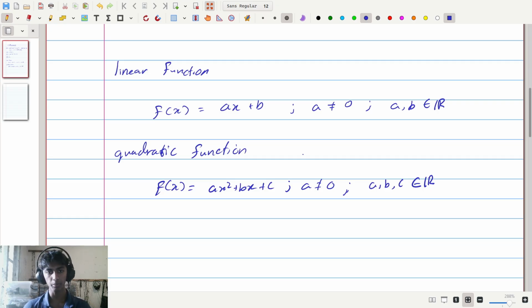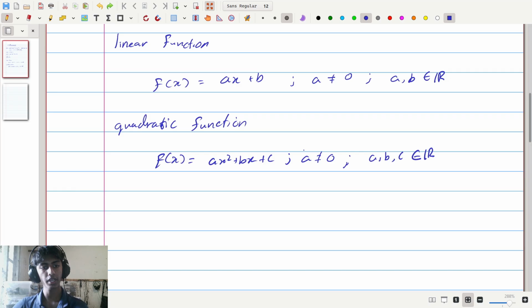So this is the stipulation for a quadratic function. A should not be 0, because if a is 0, then the x squared part is not influencing at all, and we are just left with bx plus c, which is exactly a linear function. So to separate the linear functions from the quadratic functions, we give the extra condition that a should not be equal to 0.